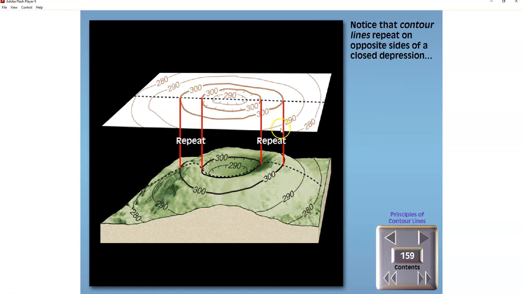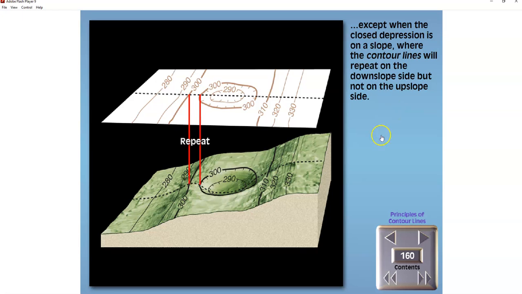In this case, the next one will show you it repeats on one side, but on the other side, the land is just going to keep going uphill so it doesn't repeat. And land does what land does. It doesn't do only one thing. Except when the closed depression is on a slope, where the contour lines will repeat on the downslope side, but not on the upslope side.